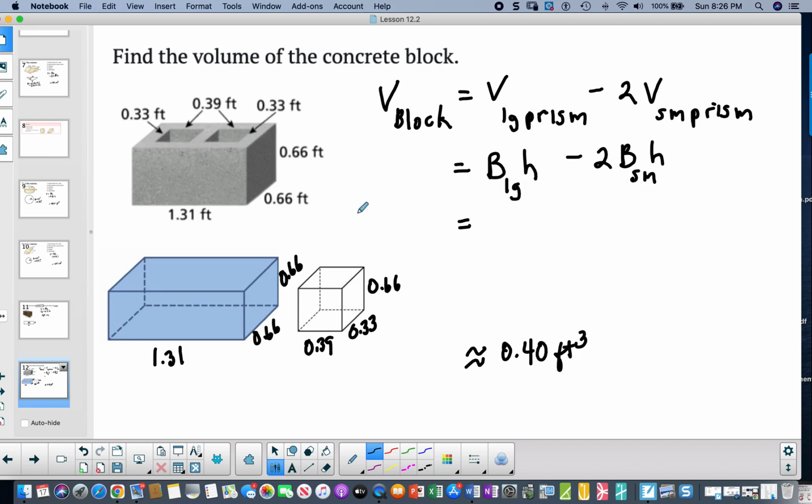A little bit more complex problem, in that we have to find the volume of a prism and then subtract some volume, and the volume will be smaller prisms, 2 smaller prisms. So the volume of the block is actually the volume of the large prism minus 2 times the volume of the small prism.